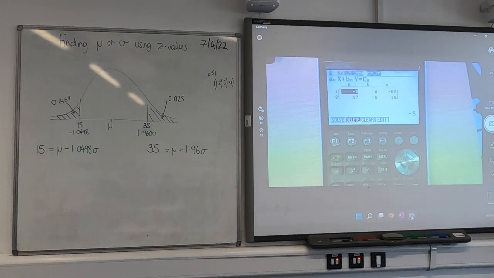So that's going to be 1 mu minus 1.0498 sigma equals 15. And in the second equation, 1 mu plus 1.96 sigma equals 35. So it's expecting it in some x's plus some y's equal a number. I've had to fiddle that a bit, but it's going to give me an x value, which will be my mu value, my mean, and a y value, which is my standard deviation.